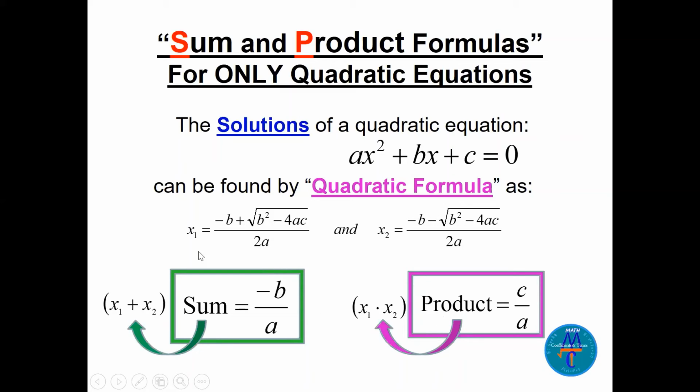This one, also you can multiply x1 times x2. It will take time, I know, but you get the answer c over a, believe it or not. You will get the product of x1 times x2, c over a. Now these are formulas you can remember always. But remember, these formulas are related only to quadratic equations.